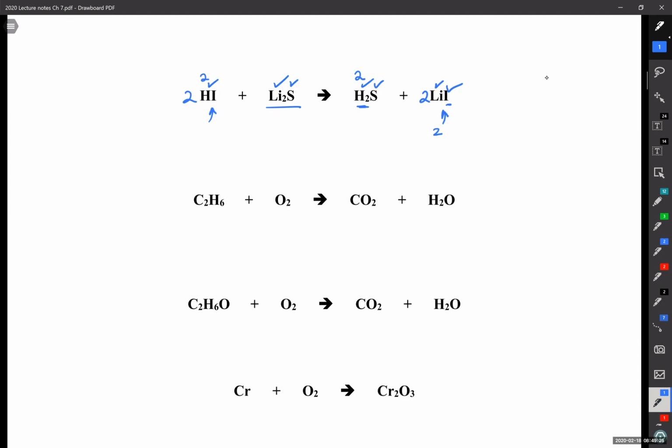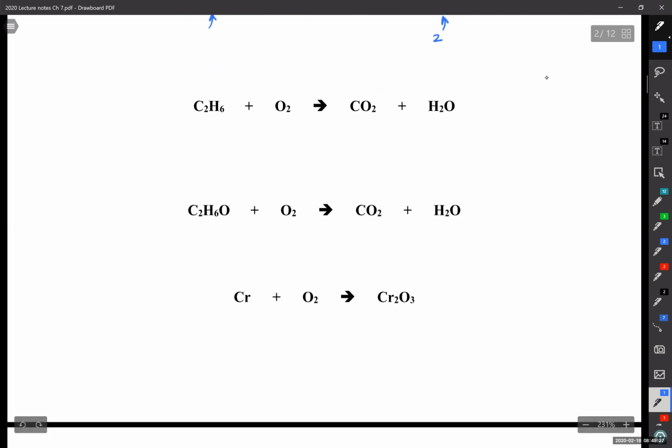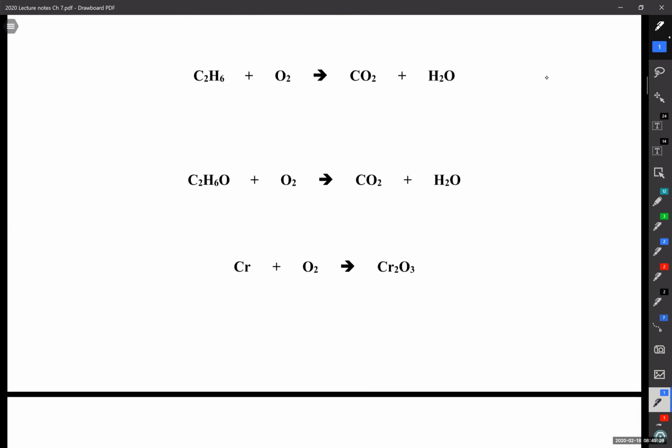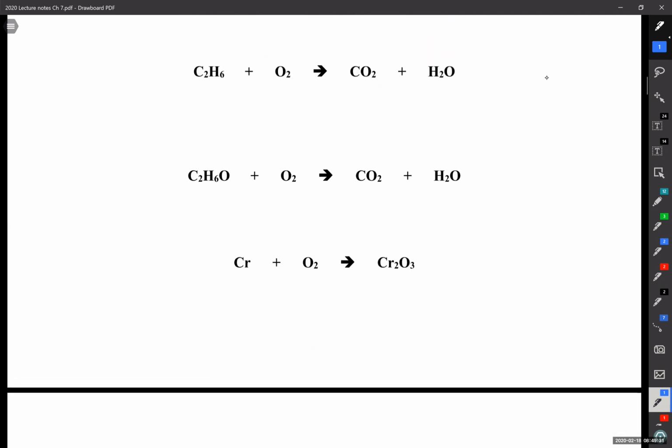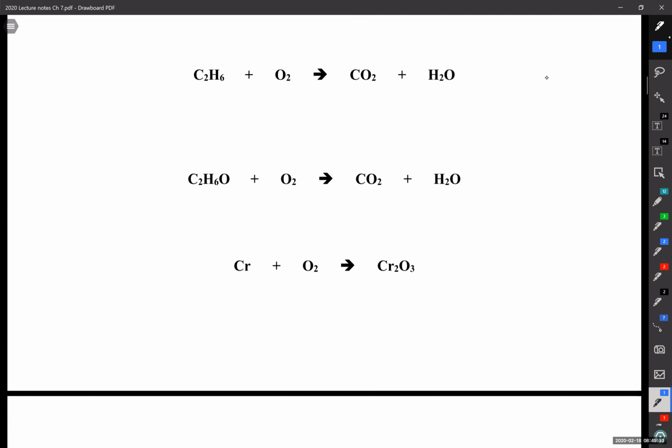Like I said, you have to get good at this. You do it a lot. So for hydrocarbons, hydrocarbons is the first place you can get real tricky. And you'll see a lot of these ones. C2H6.